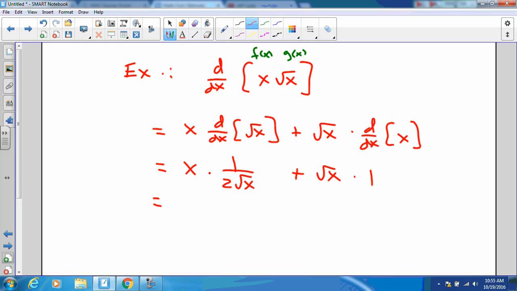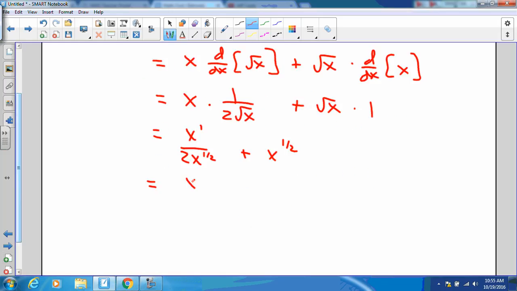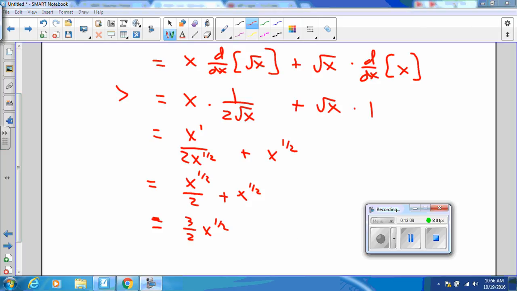And I have derivative rules for each one of these. The derivative of the square root of x is 1 over 2 root x. And the derivative of x is 1. Now this can be simplified a little bit because I have x to the first divided by 2x to the 1/2. And subtracting exponents, this gives me x to the 1/2 over 2 plus x to the 1/2, which is the same as x to the 1/2 times 1/2 plus 1. So this can be simplified to here, but of course this would be a perfectly good answer also. So I hope this is helpful to you.